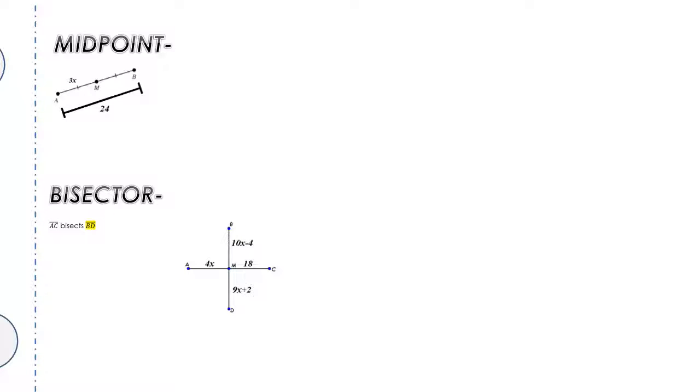This is the second lesson of Unit 2. It's 2.02, and we're going to talk about midpoints and bisectors. If I look at this first example, the first one is a midpoint. So point M is my midpoint, and it is a point in the middle of a segment.